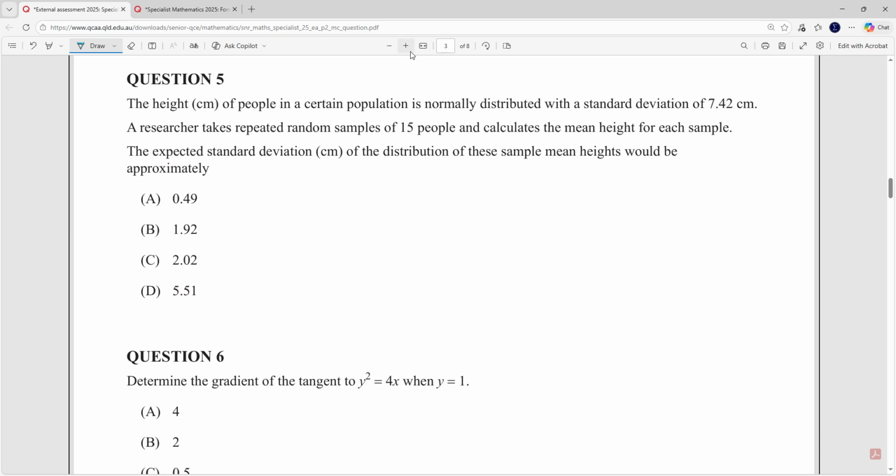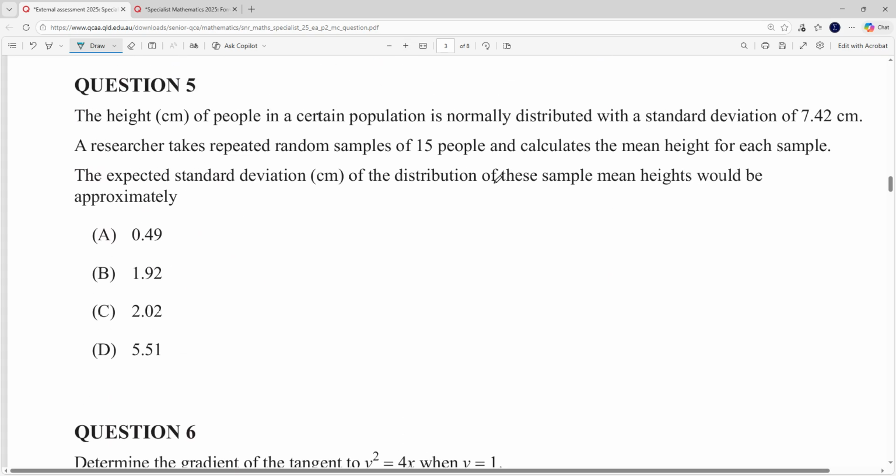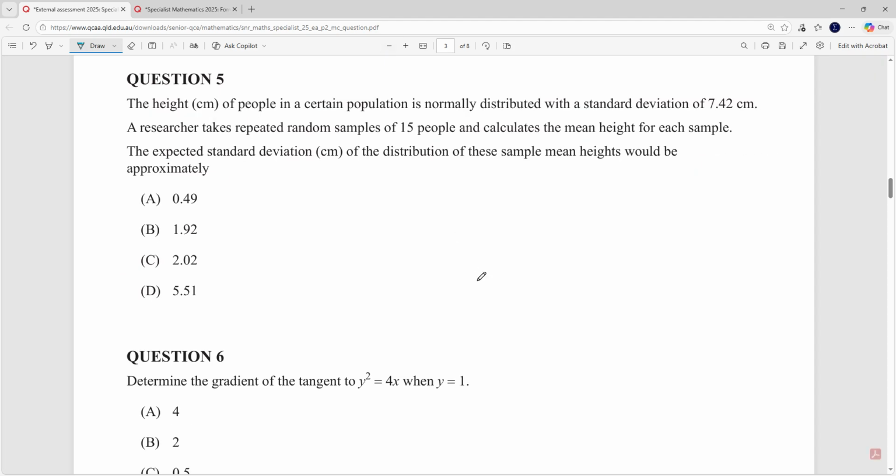Alright, question 5. So, just judging by the first look of it, you're probably going to need your calculator, okay? So, the height in centimeters of people in a certain population is normally distributed with a standard deviation of 7.42 centimeters. A researcher takes repeated random samples of 15 people and calculates the mean height for each sample. The expected standard deviation of the distribution of this sample's height means would be approximately.